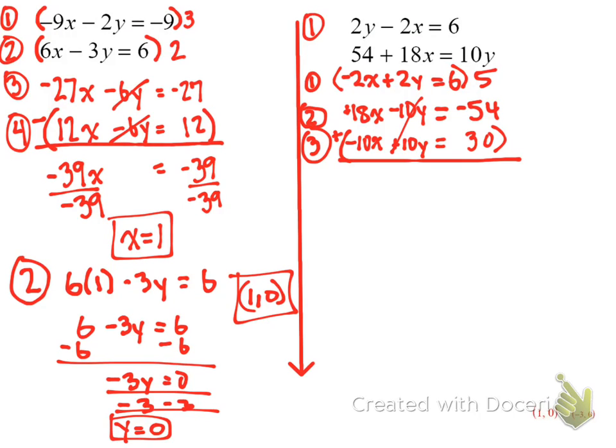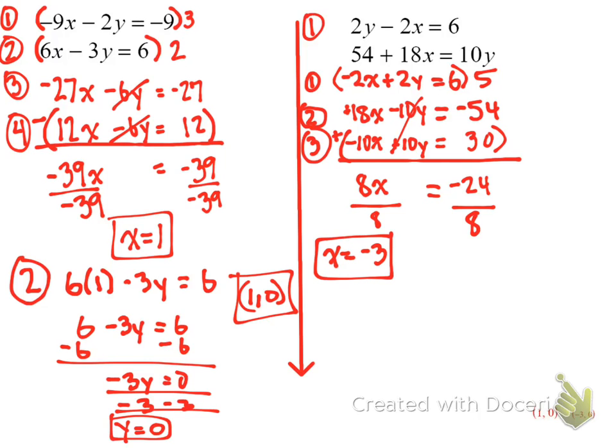So number 4, let me finish it off. The 10y's cross out, so we got negative 18x plus negative 10x is going to be 8x, which is equal to negative 54 plus 30, which is negative 24. Divide both sides by 8. We got x is equal to negative 3. Then we plug x back in to any of the equations. Which equation should I use, 1 or 2? 1 is super easy, right?